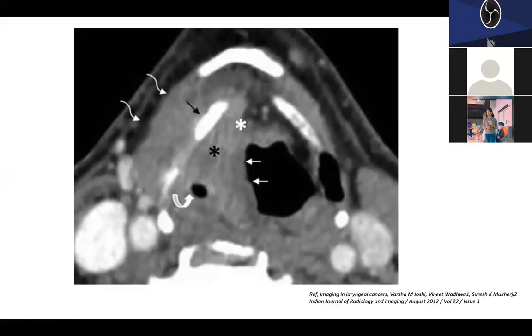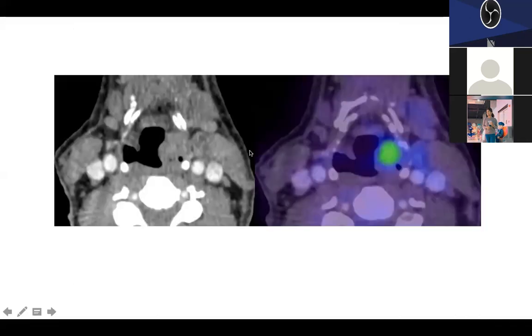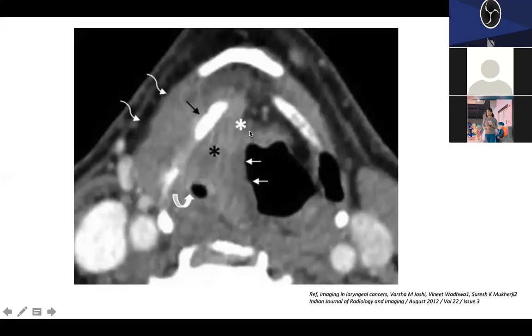So when we see scans, this is how we see, and this is another scan. The previous disease was clearly T4A disease, but it is not a T4B disease because from this section at least you can see the carotids are free, the fat base is maintained, and most likely the prevertebral fascia is also free.